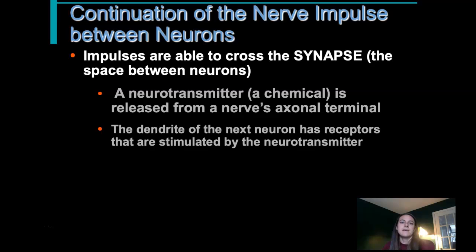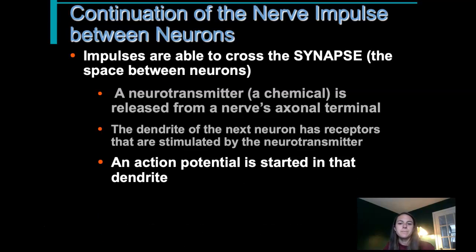into the synapse, and it binds with the dendrites of the next neuron in the line. The dendrites of the next neuron have receptors on their surface that are stimulated by that neurotransmitter. And then an action potential is started in the next neuron, and this process continues until the signal gets to the brain, or from the brain to the muscle.